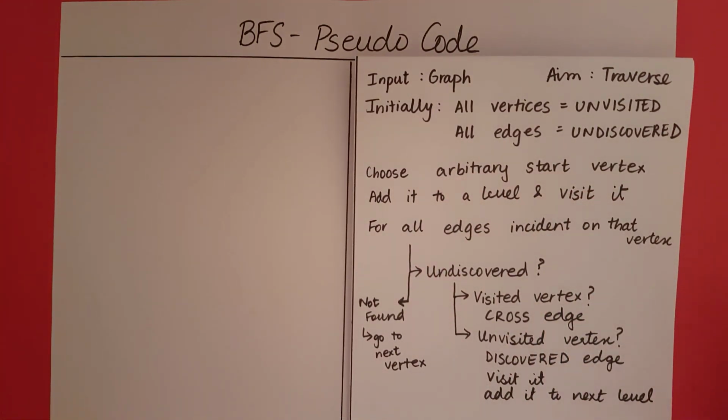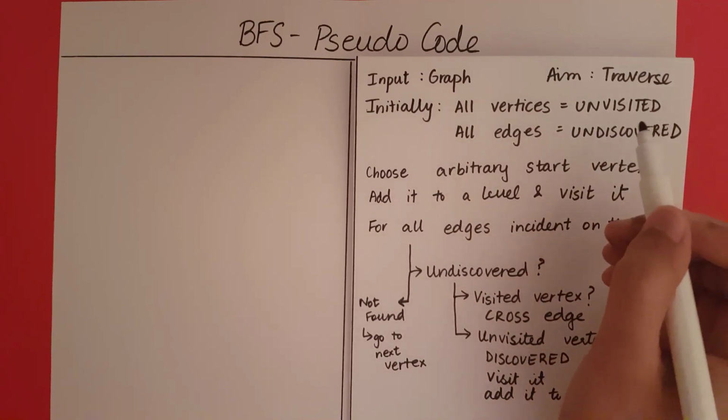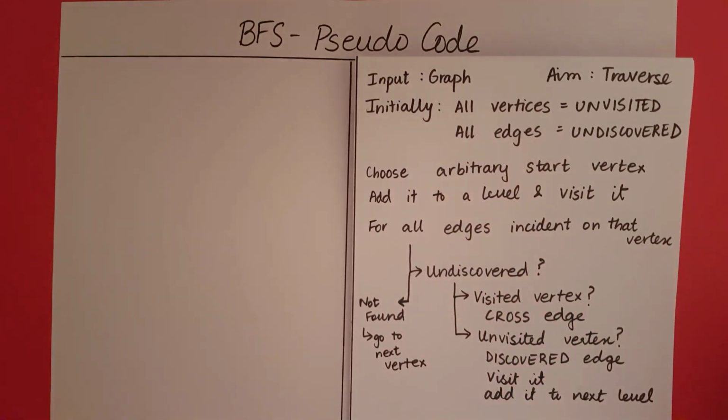What do I mean by traversal? I want to visit all the vertices and edges. So initially all vertices are unvisited, all edges are undiscovered. Then we choose an arbitrary start vertex. We add it to the first level and we visit it.